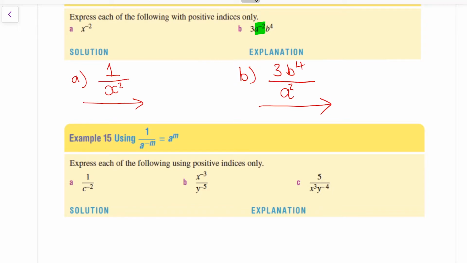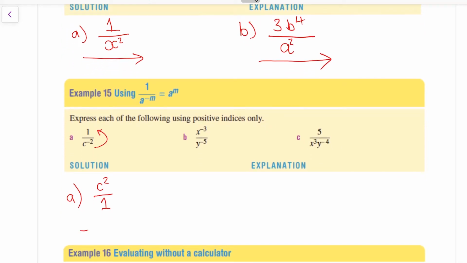Now the roles can be reversed, as you can see with example 15. We now have 1 over c to the negative 2. Once again, in order to get rid of that negative, we need to move it now to be at the top of our fraction. So it's going to be c squared over 1. But the 1 at the bottom, when we write it as a fraction, we know from when we were dealing with fractions, we don't need to write that. Therefore, the answer is simply c squared.